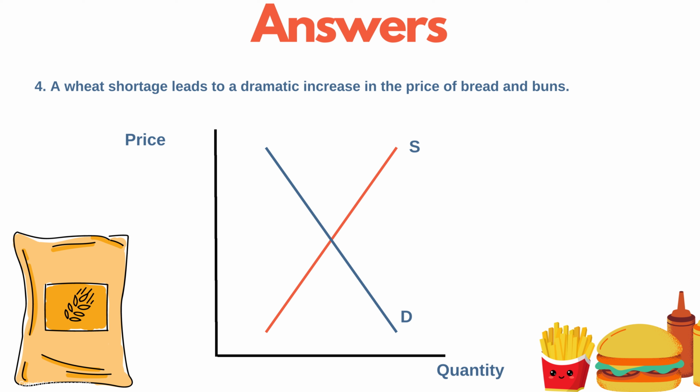Number 4. A wheat shortage leads to a dramatic increase in the price of bread and buns. This increase in the price of buns has resulted in an increase in the costs of production, which is a shifter of supply. As production prices have increased, the supply will shift to the left.